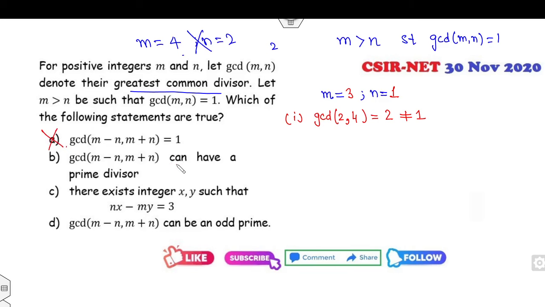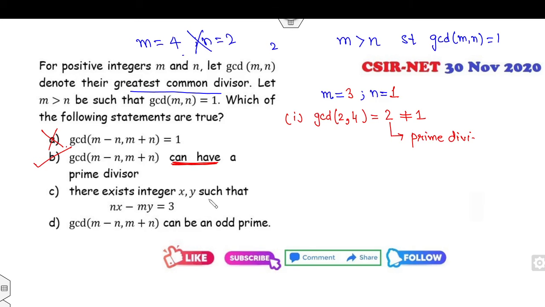GCD of m minus n and m plus n can have a prime divisor. It is not always, but it can have. You can see 2 is a prime number, so 2 is a prime divisor. So yes, it is also a correct option.